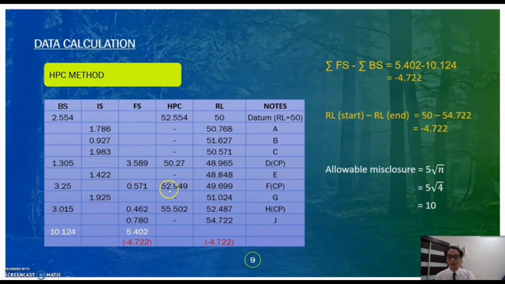Next, 52.949 need to minus with 0.462, then you will get 52.487. In this row, we have backsight again, which is 3.015. So what you got to do now is, 52.487 plus with 3.015, then you will get the new HPC value, that is 55.502.